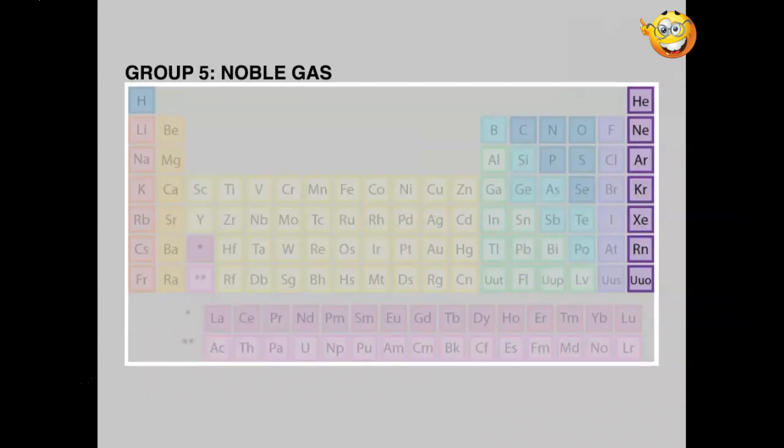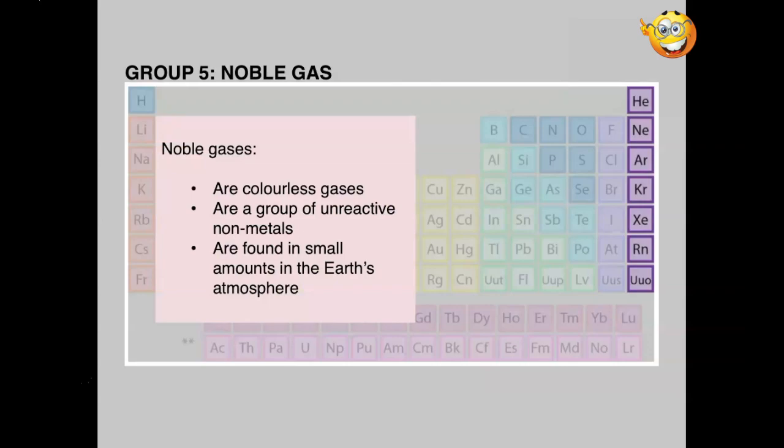And then the last group that I'll be talking about, is not group 5, it's group 18, and they are the noble gases. Noble gases are colorless gases. They are a group of unreactive nonmetals. They are found in small amounts in the Earth's atmosphere.